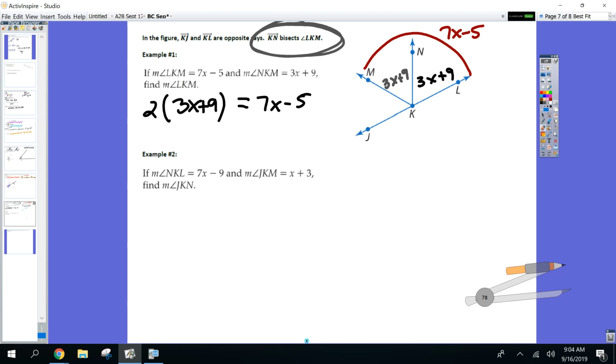Go ahead and do your distribution. 6x plus 18 equals 7x minus 5. Guys, just be careful here.